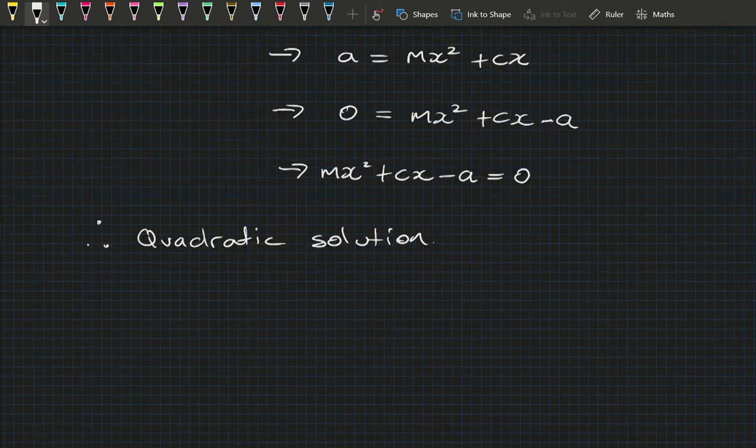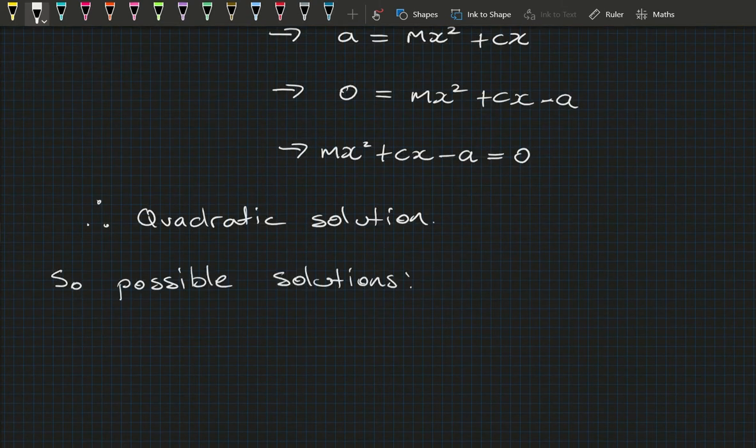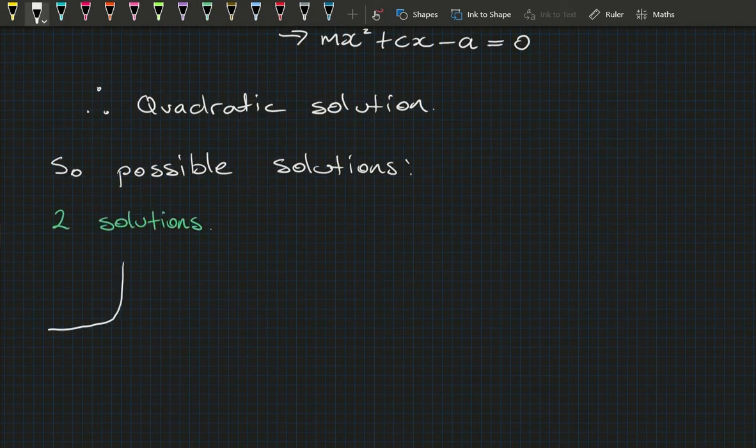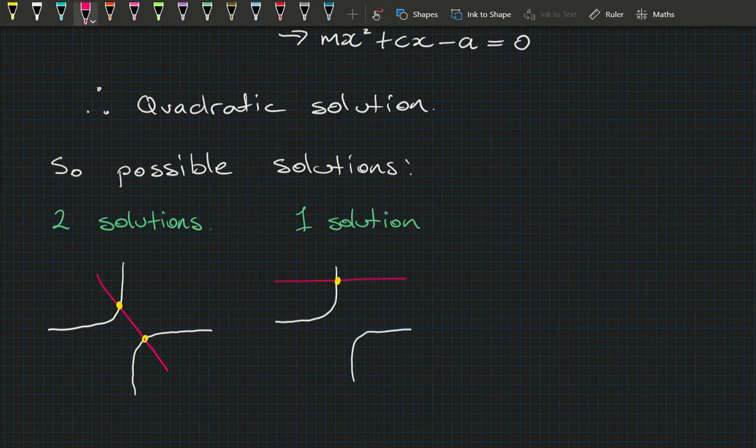So the possible amount of solutions we could have are 2 solutions, which could look something like this, and 1 solution, which could look something like this, or even this. And of course, quadratics have the possibility of 0 solutions. And in this case, it could look like this.